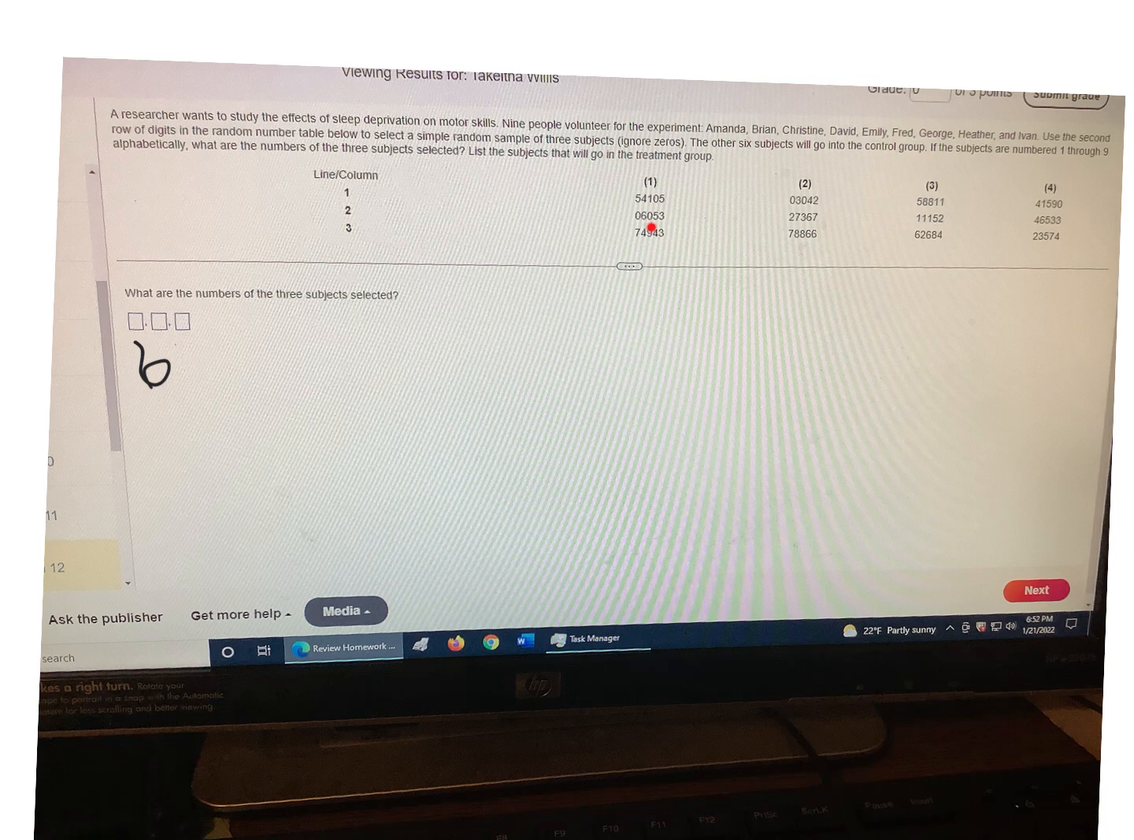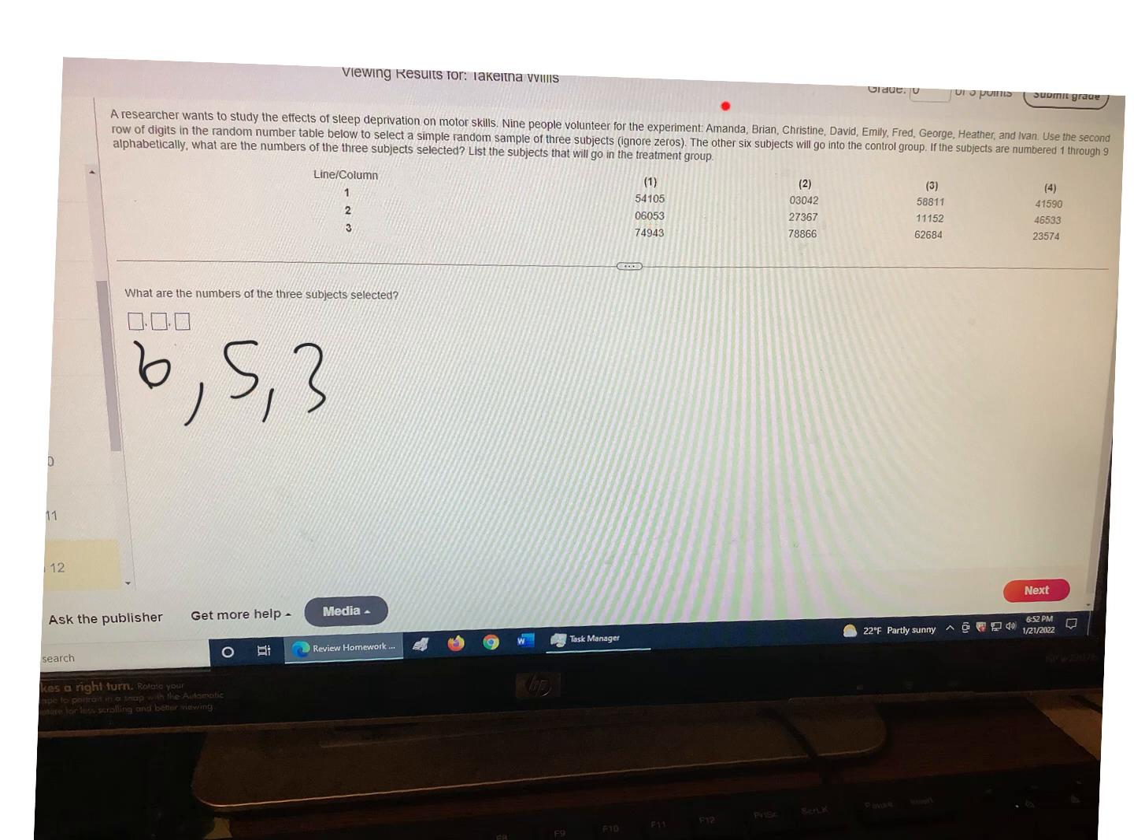Then we have another 0, so we ignore it. Then we have a 5 and a 3. So our next 2 numbers are 5 and 3. We only need 3 numbers. If we needed more, we'd come over here, get a 2 and then a 7. When they repeat, we would ignore it. So 6, 5, and 3 is the answer to this one.